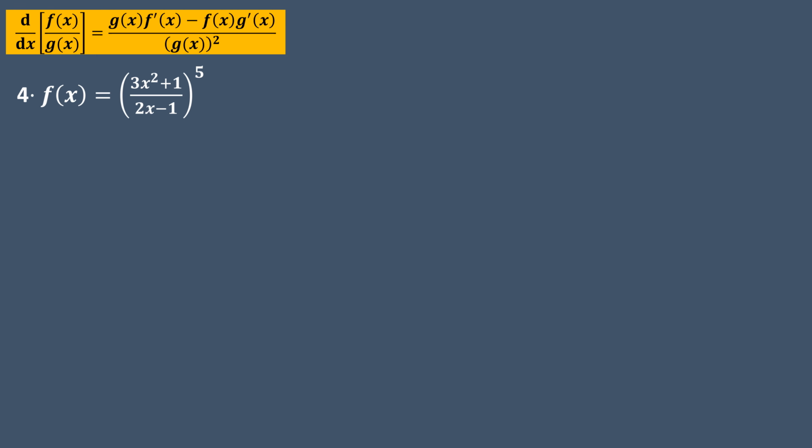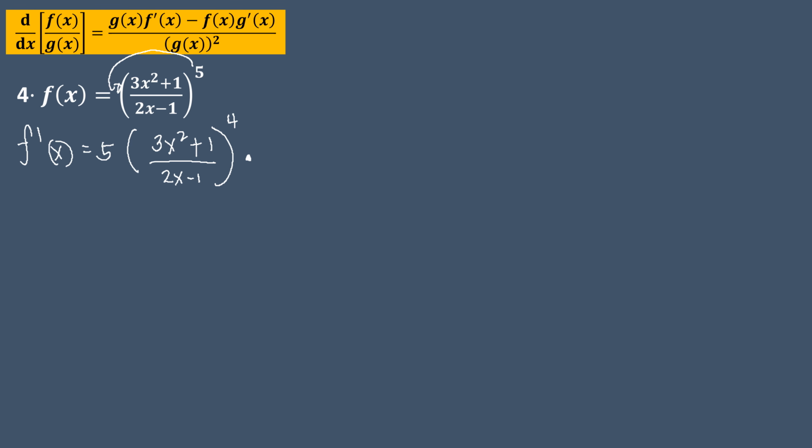Okay, so let us proceed to number 4. As you have seen, the expression can be differentiated by getting the derivative of the outer function. So this 5 will be written in here. This will be 5 times the quantity 3x squared plus 1 over 2x minus 1, and the power 5 will become 4 because it will be minus 1. And this will be multiplied by the derivative of the inner function, which is 3x squared plus 1 over 2x minus 1.